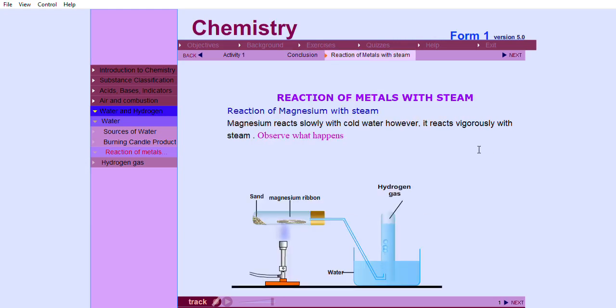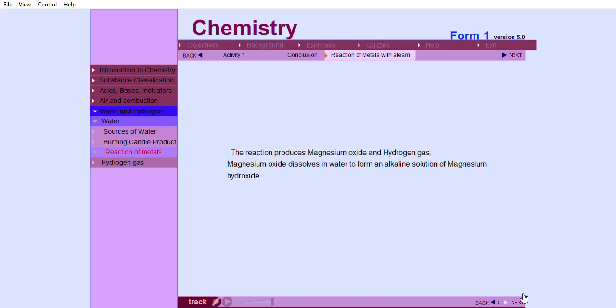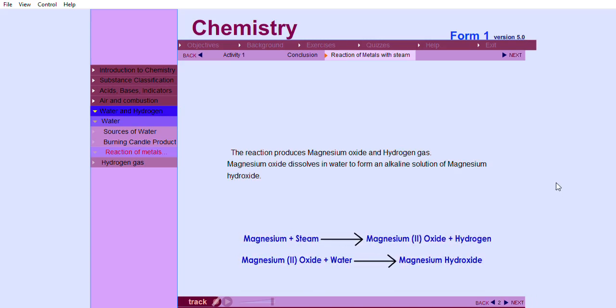Some metals which do not react with cold water react with steam. Wet sand is placed in a boiling tube and a magnesium ribbon is placed in the middle of the boiling tube. The sand is then heated. The reaction produces magnesium oxide and hydrogen gas. Magnesium oxide dissolves in water to form an alkaline solution of magnesium hydroxide.